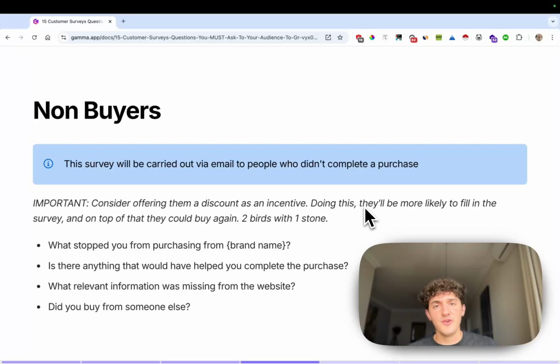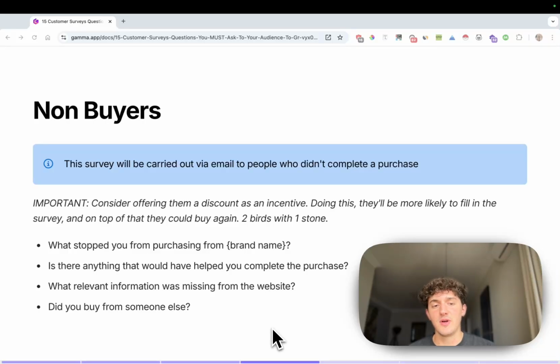So here are the 4 questions you need to ask non-buyers. What stopped you from purchasing from this brand? This is arguably the most important one. Is there anything that would have helped you complete the purchase? What relevant information was missing from the website? And did you buy from someone else?